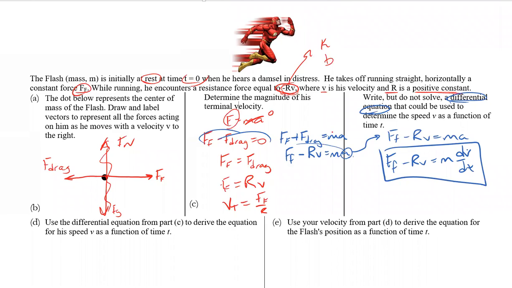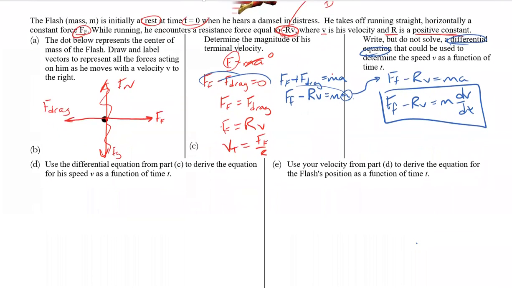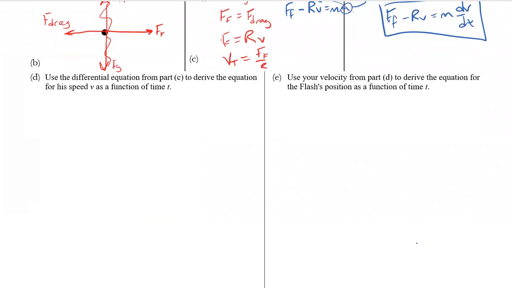Now, the next part is the part that becomes really super fun. If you love math, then this is going to be fabulous for you. So we have the force of the Flash minus RV is equal to m dv/dt. And there's a lot of math magic that happens in this part. So what we're going to do is we want to integrate in order to get the velocity. So we have to put our two velocities together and move the dt to the other side. So this is what we would call separation of variables.